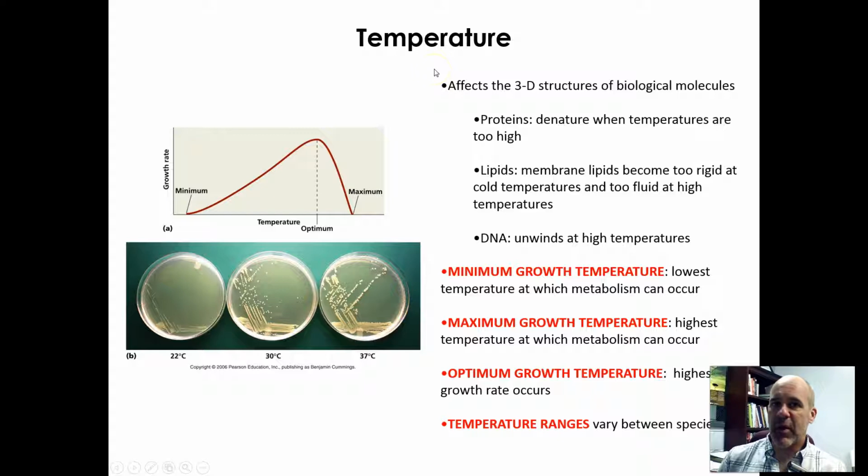Temperature: all living things have an optimal temperature at which they grow best. Here's a little graph, and on our y-axis we've got growth rate, and then we've got temperature going from low to high. We don't have any temperatures drawn in here because this reflects that different kinds of microorganisms on our planet are adapted to different temperatures. But all organisms are going to have some optimum temperature at which their growth rate is the highest, which means they're reproducing the fastest at that temperature.